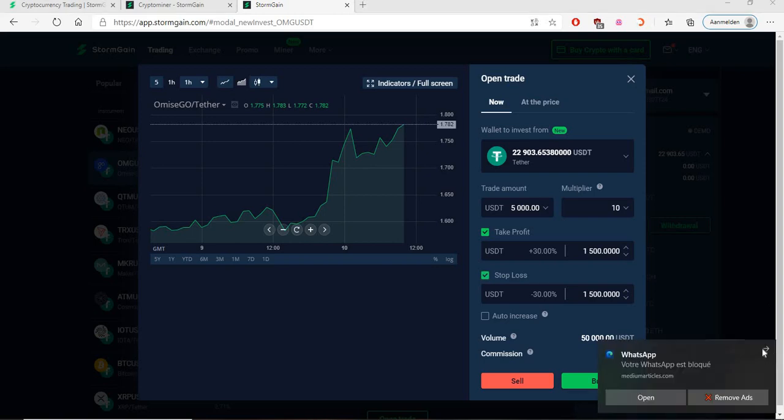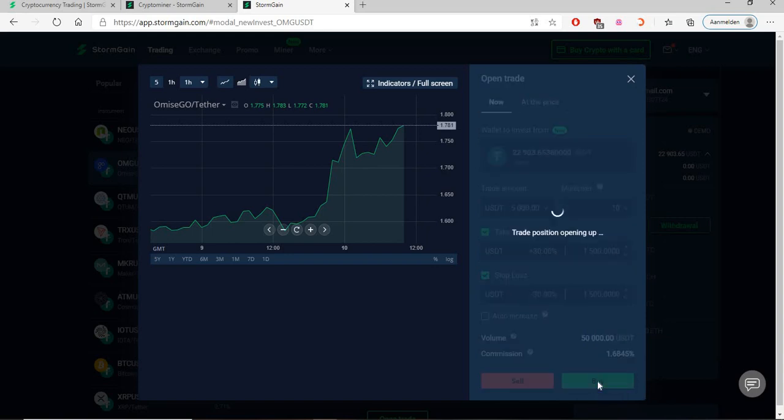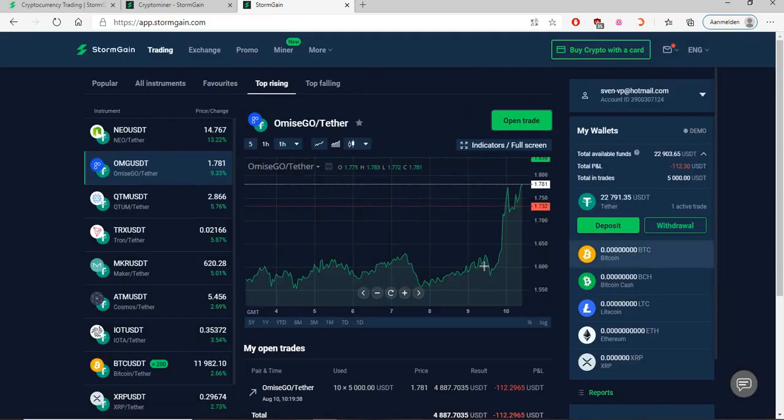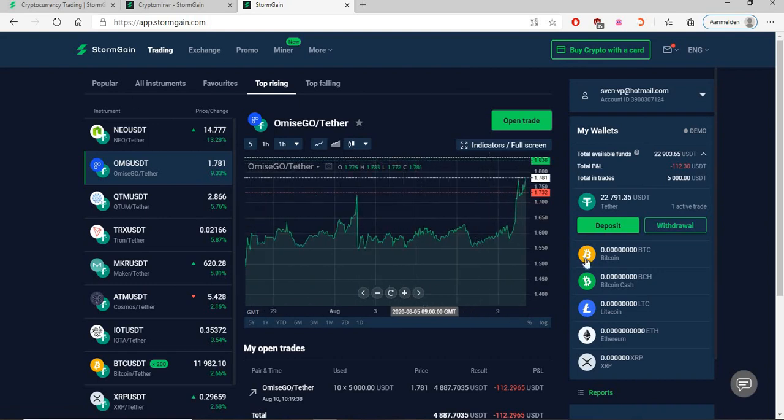So I'm going to start the trade, and just some annoying ads. So we're going to buy it, and then you can see here on the chart some notifications. So this is the buy-in price.